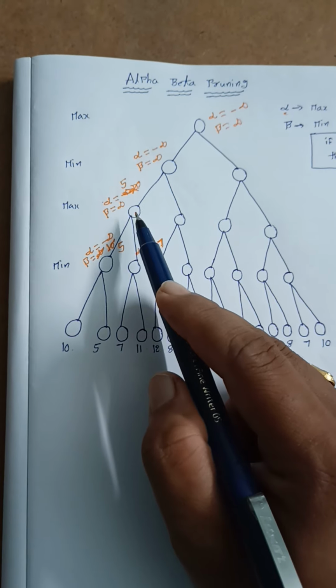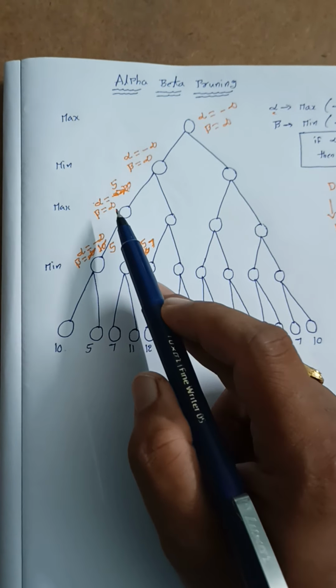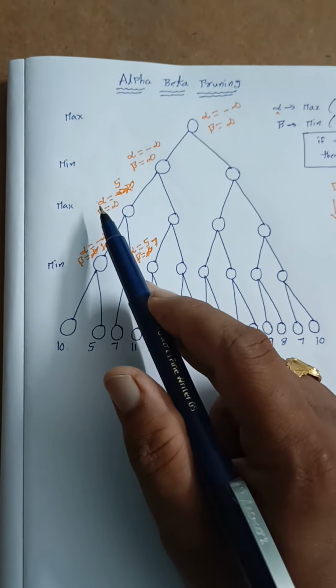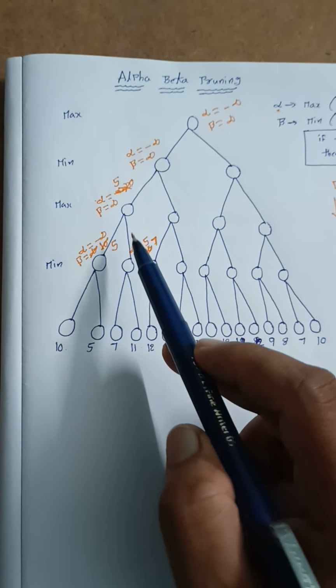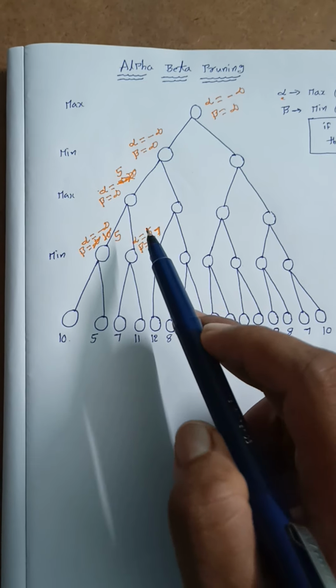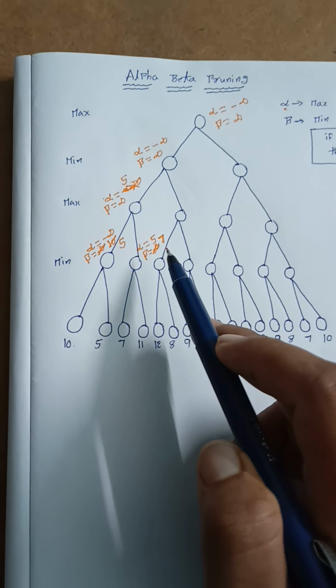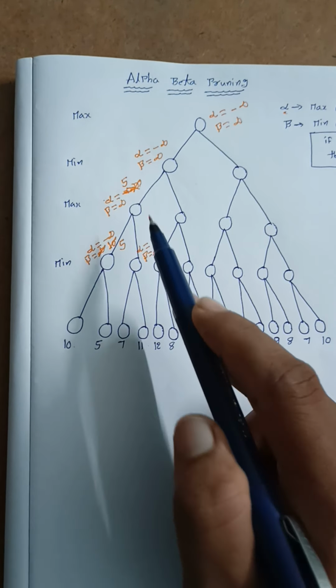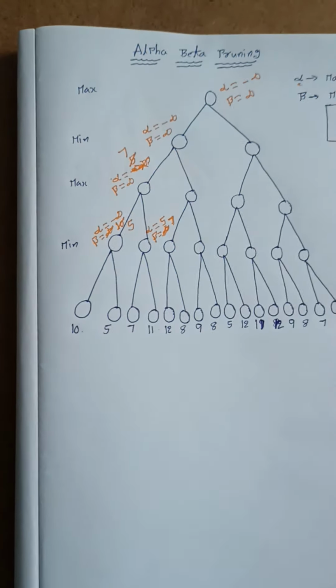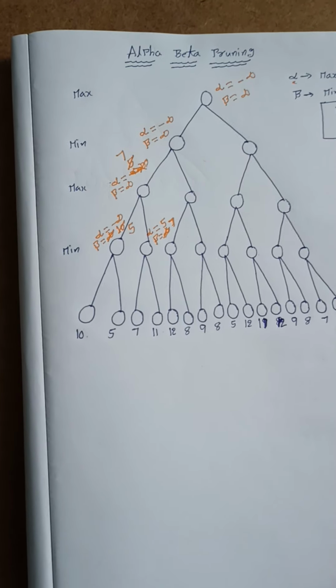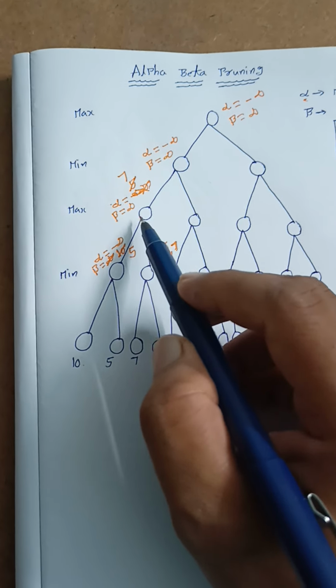Now we will move to the upper level. This is the maximum level, which means the alpha value will be changed. Up to now the alpha value is 5. So please compare the right child, the recently changed value. 5, 7. Which is the maximum value? 7 is the maximum. That's why the alpha value will be changed. So alpha is equal to 7, beta is equal to infinity.